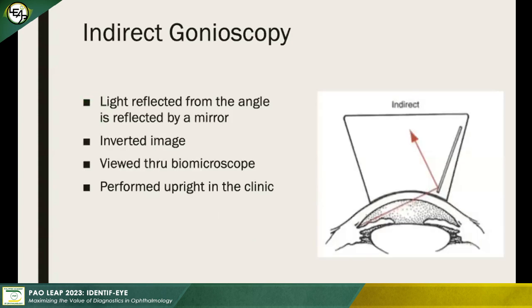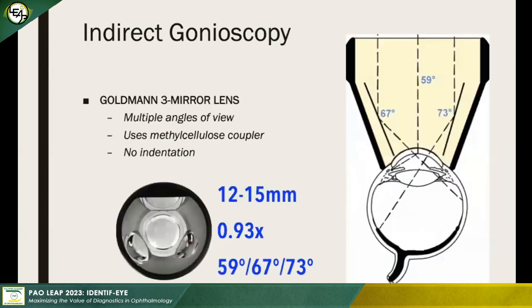In contrast, the indirect gonioscopic lenses view an angle which has already been reflected from the mirror, hence the name indirect gonioscopy. So the viewer sees an inverted image. It is viewed through a slit lamp biomicroscope, and thus it allows examination of the patient upright in the clinic. The Goldmann three-mirror gonioscope is a popular lens, especially for beginners, because of its ease of use. It's used to examine the angles and also for laser trabeculoplasty, gonioplasty, examination of the peripheral retina, and stereoscopic view of the nerve head. So it's very versatile. That makes it popular.